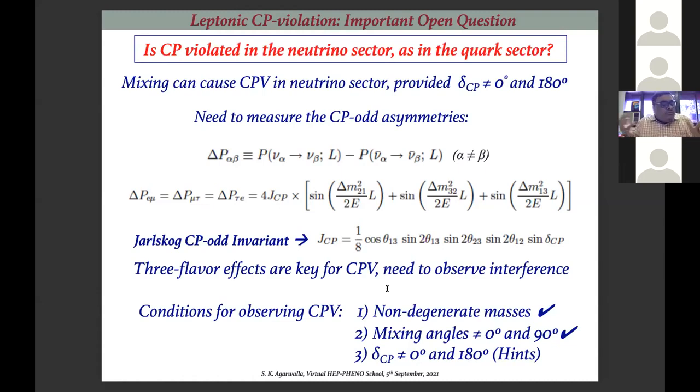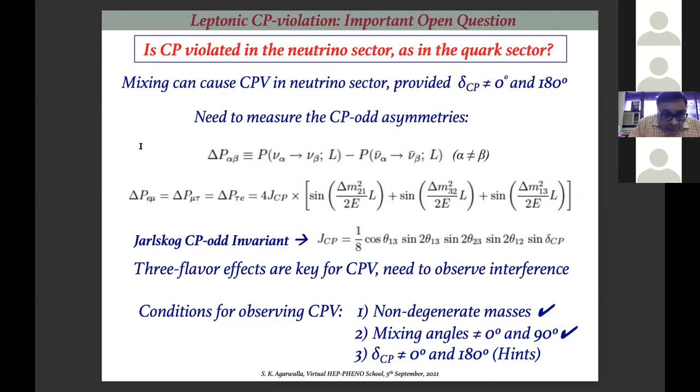Now you can ask me, how should I measure that? To measure that, we define a quantity called CP odd asymmetry. This is the difference between the neutrino oscillation probability and the anti-neutrino oscillation probability. That is why all the current and future long baseline experiments deal with a neutrino beam for some time and then an anti-neutrino beam, and they are trying to measure these probabilities very precisely. There can be some difference due to matter, right? But on top of that, if they see some difference, then you can definitely say that this difference is coming due to non-zero delta CP.